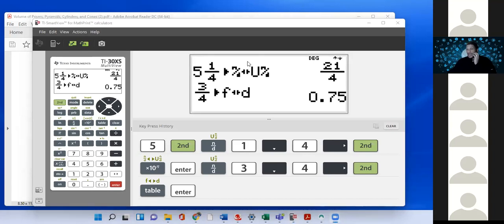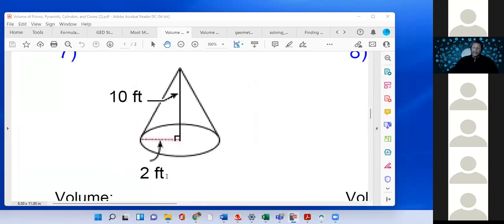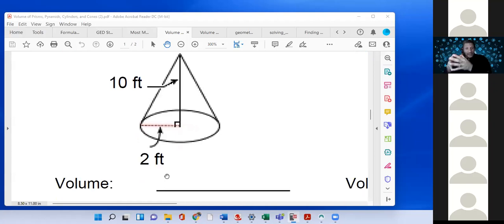All right, let's try one more. Time is flying. The day went faster than any day that I've seen. So let's try one more. That's a good one right there. And this is for the class. Identify the shape, identify the formula, identify what's given, and I want you to send the volume to me in the chat. Identify your formulas, plug into your formula using your calculator, and send me your volume in the chat.